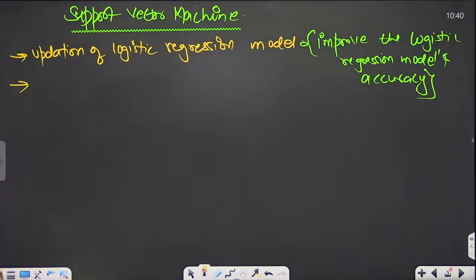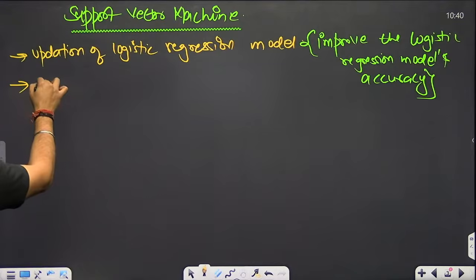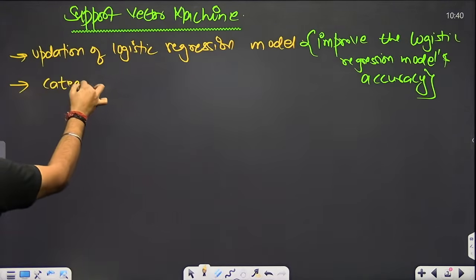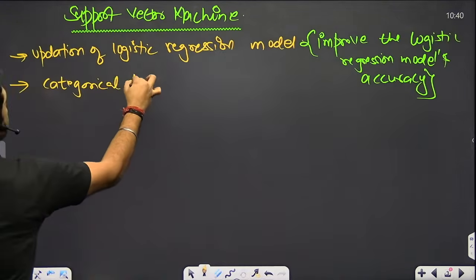It is also suited for binary class target variable, and majorly used for categorical data.